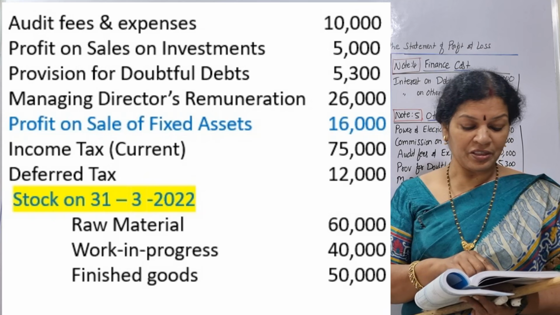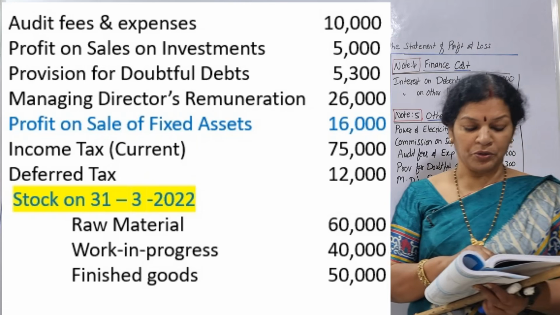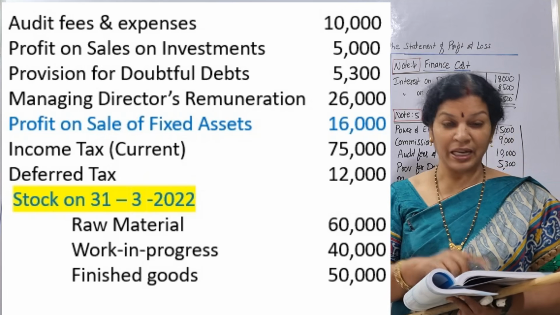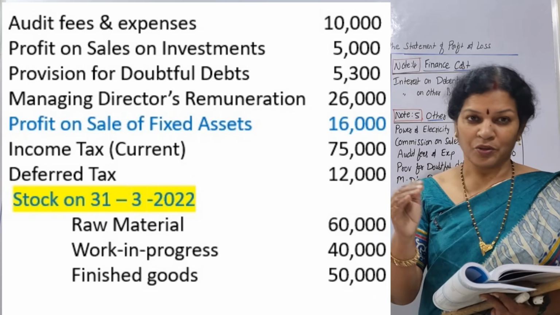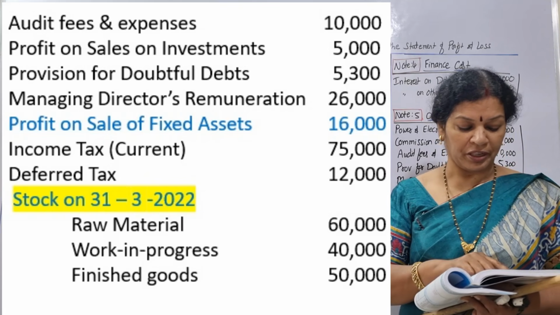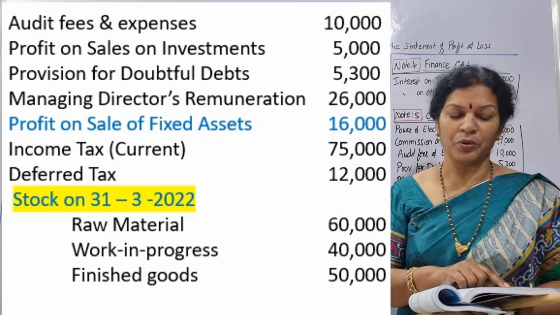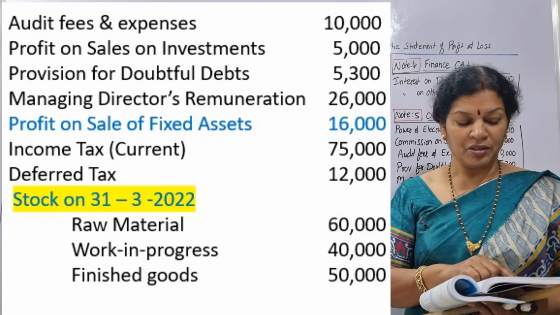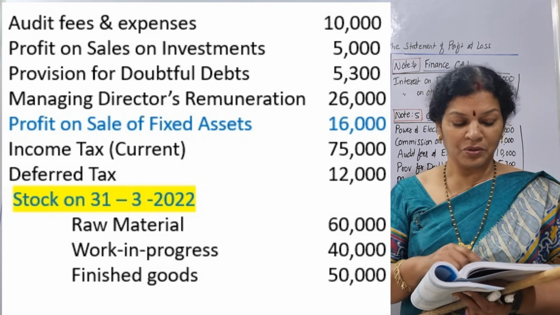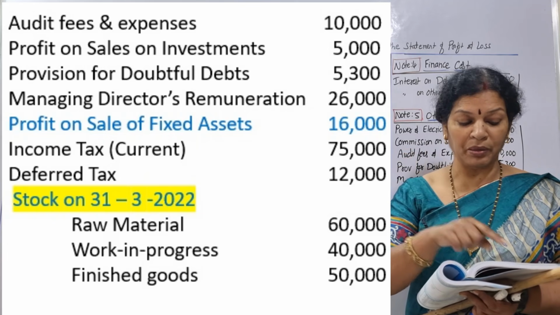Profit on sale of fixed assets. This we are going to show separately, as an exceptional item. Lastly, we have discussed it in the format: exceptional item, just keep it with you, just remember it. Income tax and deferred tax, these two taxes, at the end of the problem we are going to deduct. Opening stock as on 1/4/2022 was given: work in progress, finished goods, raw material. At the beginning of the problem it is given.